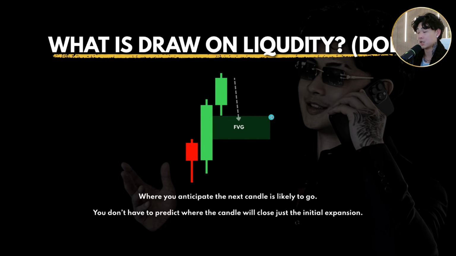So with the bottom ticking and top ticking model, a lot of times we're trying to find where that first 15-minute candle at 9:30 is going to draw to. So in a sense, where is the draw on liquidity that we could potentially run to? And you do not have to pick the candle's exact closing price or if it's going to close fully in that direction. You only have to predict the initial expansion to that draw on liquidity.